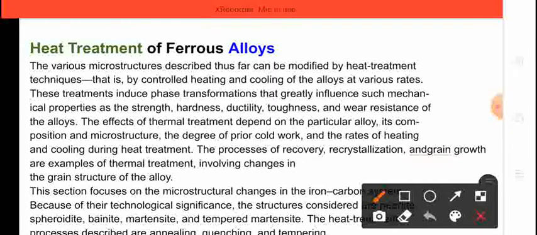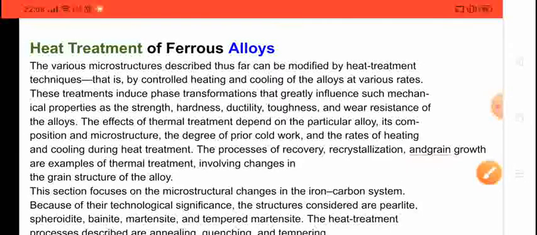It also depends on the degree of prior cold work and the rate of heating and cooling during the heat treatment. The processes of recovery, recrystallization, and grain growth are examples of thermal treatment involving change in the grain structure of the alloy. By performing this heat treatment, the microstructure, the small grains of any metal alloy, can be seen by the metallurgical microscope. When we see the grain structure after performing the heat treatment, we find some changes in the grain structure, which we can see by a metallurgical microscope.